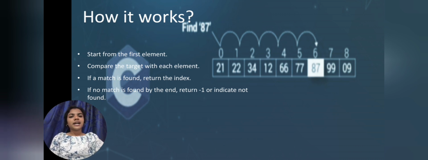It compares the target element to each of them. Then as soon as it finds the key element, that is the target element, which is found here at index 6, it returns that value. So, it starts from the first element and compares the target with each element. If a match is found, it returns that index. If it is not found, then it returns -1 to indicate it is not found.